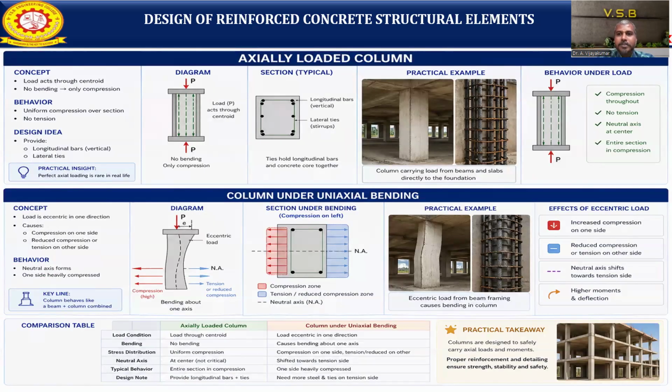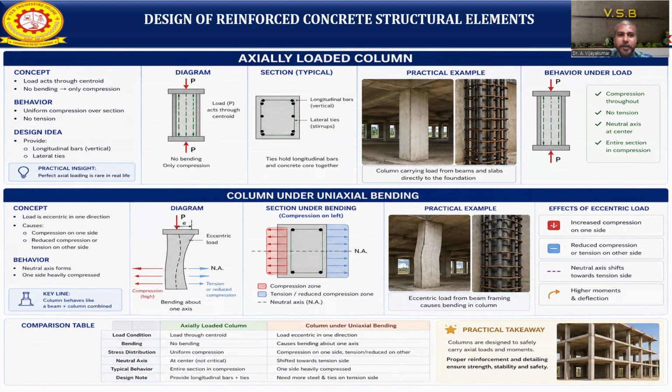Then how we are designing the axial loaded column. In concept, if the load is acting at the centroid, that means e equals 0, the eccentricity will be 0, no bending, only compression. So both concrete as well as steel will take the compression load. Uniform compression over the section from top to bottom. Here we won't take any tension. Both concrete as well as steel will take the compression.